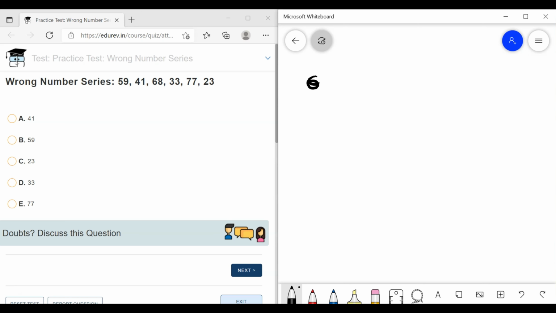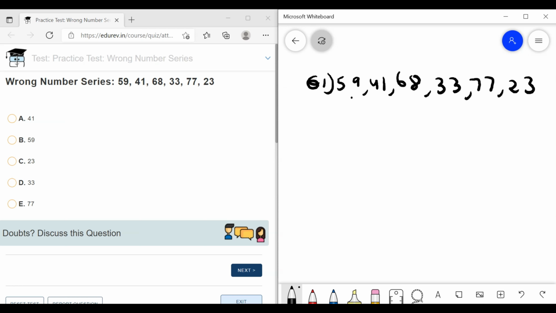So for question number 1, we have 59, 41, 68, 33, 77 and 23. Okay, great. So as you can see, the series is first decreasing, then increasing, then decreasing, then increasing, and then decreasing. So we can't see a pattern particularly here. So let's try to find it through the difference method.